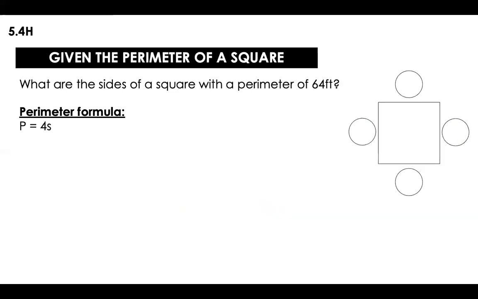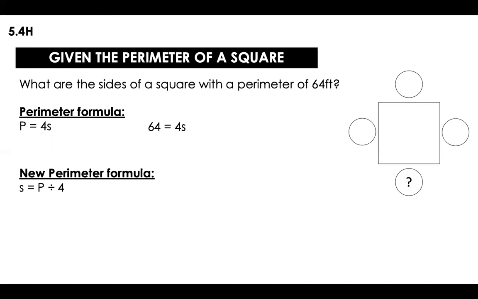Now, let's talk about whenever they give us the perimeter of a square. What are the sides of a square with a perimeter of 64? So we know that to find the perimeter of a square, all the sides are the same, right? So that's the same as just multiplying any side by 4. In this case, we don't know the side, but we know the total. So any number multiplied by 4 is going to be equal to 64. How can we find that number? Yes, we will have to divide the entire perimeter by 4.